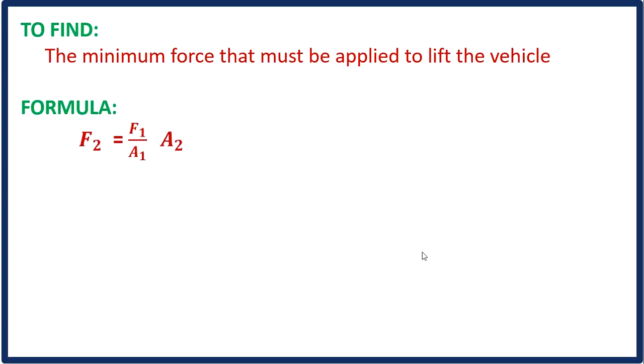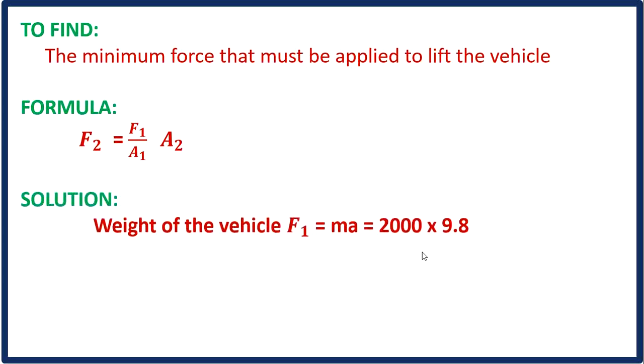Formula to find out the minimum force, F2 is equal to F1 by A1 into A2. Now we can calculate the weight of the vehicle first. That is, A1 and A2 are given, but F1 is not given in the data. So first we have to calculate the F1. To find out the F1, the formula is mass into acceleration. The mass of the vehicle is given as 2000 into 9.8.